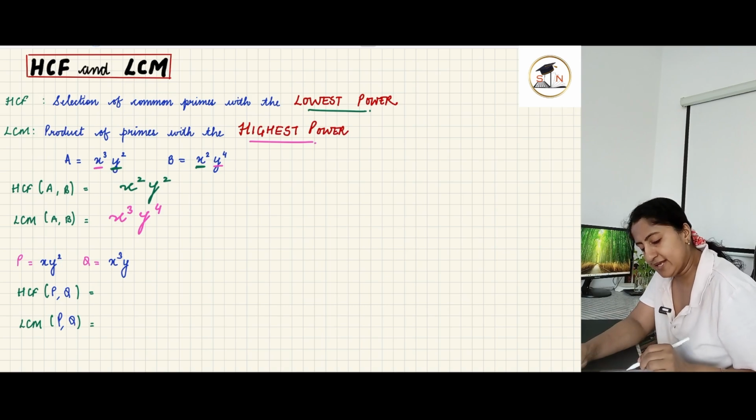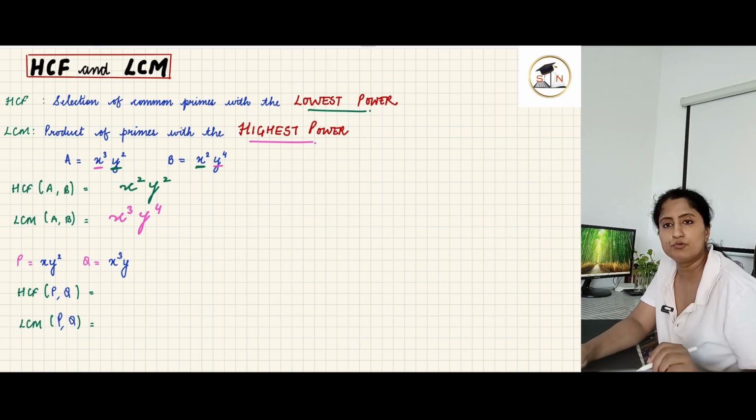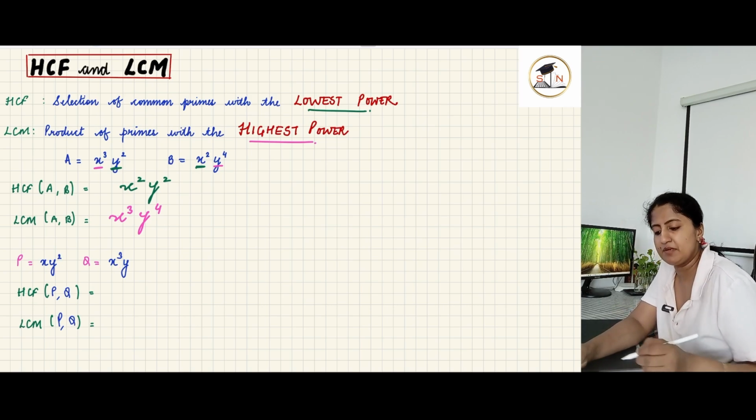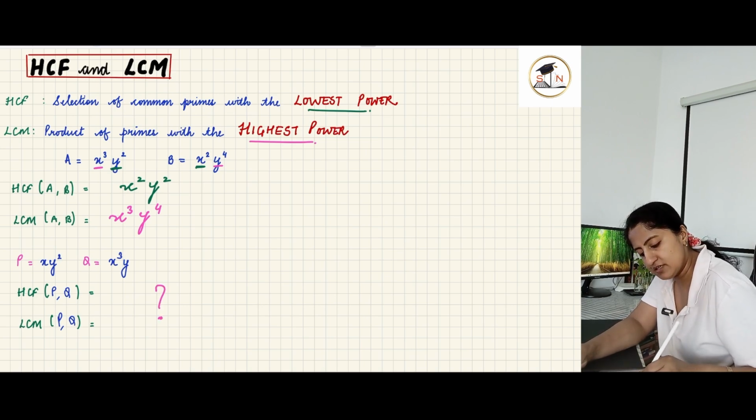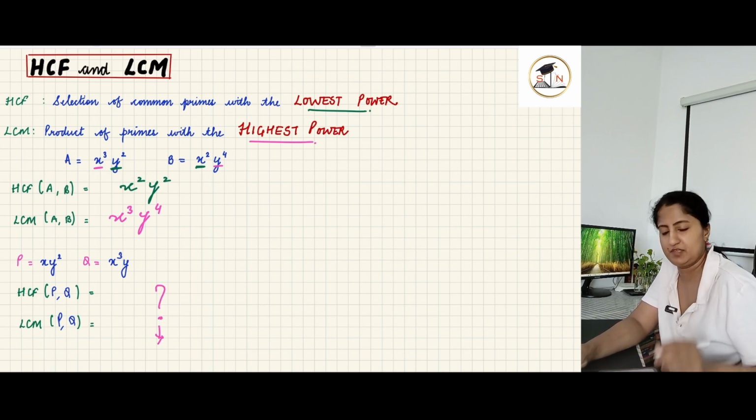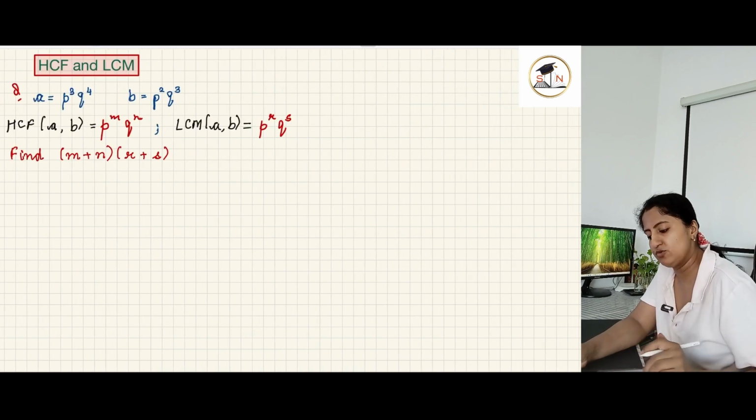Now, here is another example for P and Q where P is x y square, Q is x cube y. What I want you to do, find the HCF and LCM depending upon the highest and the lowest power and leave your answer in the comments below. Okay. Meanwhile, let's do another one.